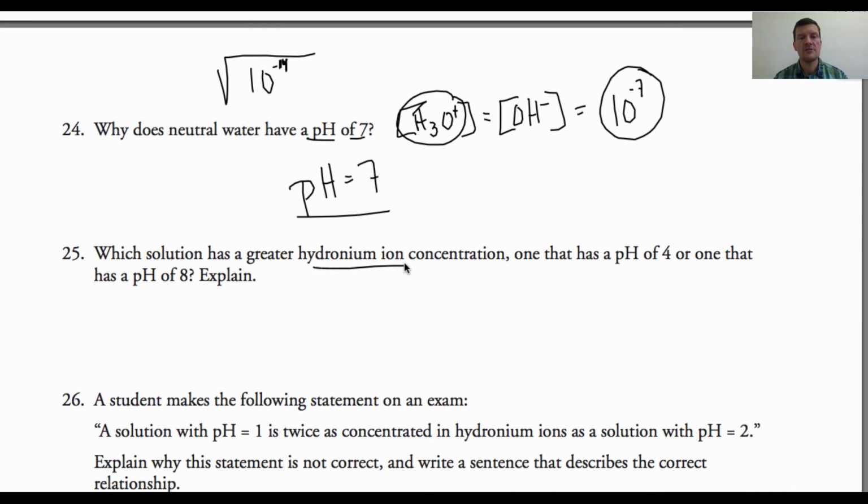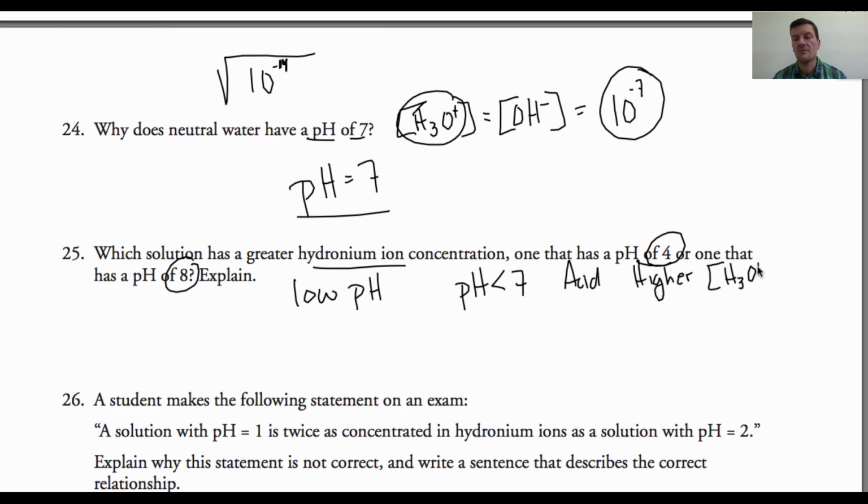Which solution has a greater hydronium ion concentration? One that has a pH of 4 or one that has a pH of 8? Low pH, meaning, what does that mean? If the pH is less than 7, it is acidic and has a relatively higher concentration of hydronium. Okay? Or another way to say it is that the concentration of the hydronium is greater than the concentration of the hydroxide, if the pH is less than 7.